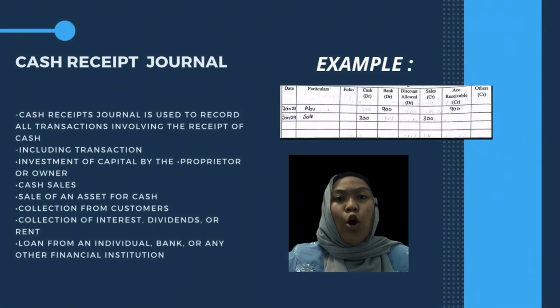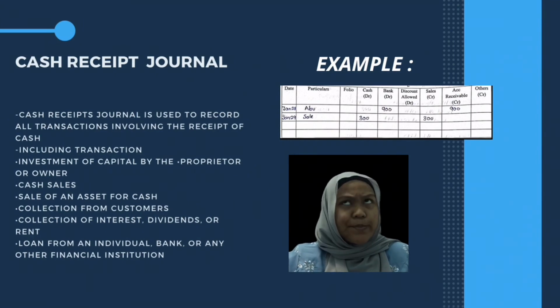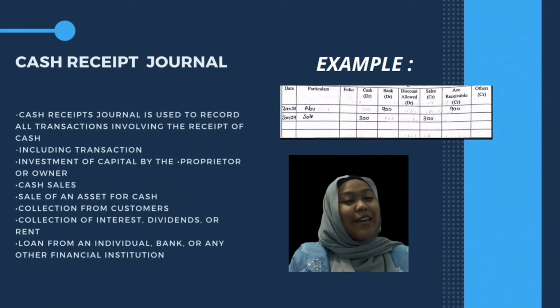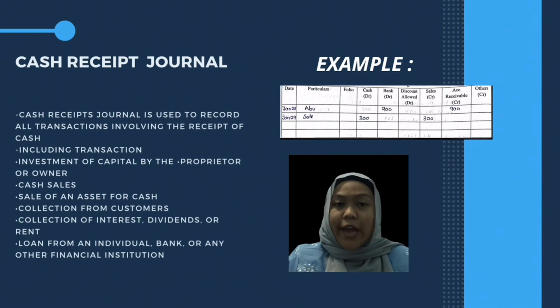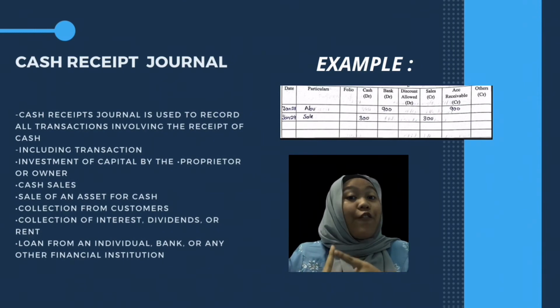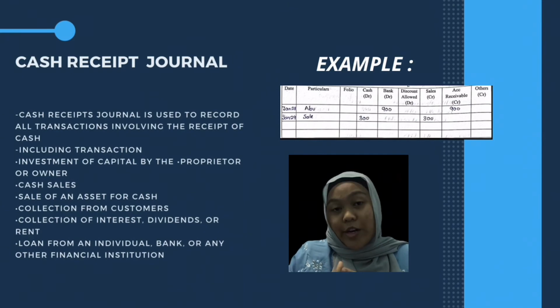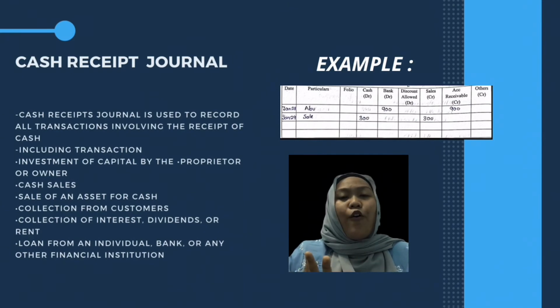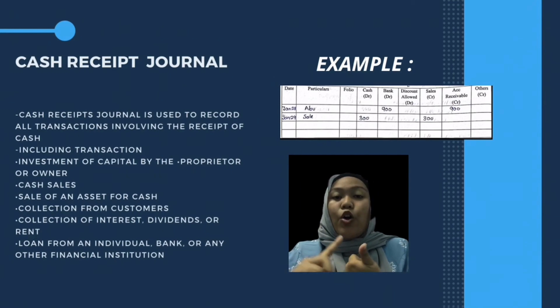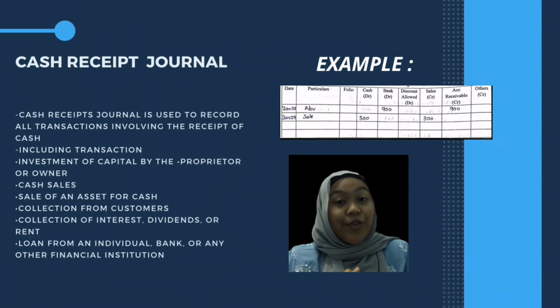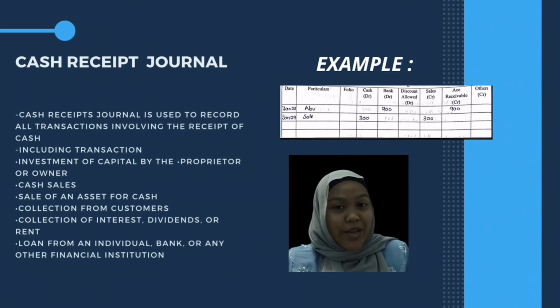Next, I will share about the cash receipt journal. What is a cash receipt journal? A cash receipt journal is used to record all transactions involving the receipt of cash, including transactions such as marketable securities, investment of capital by the proprietor or owner, cash sales, sale of an asset for cash, collections from customers, collection of interest, dividends or rent, and loans from an individual, bank, or other financial institution.